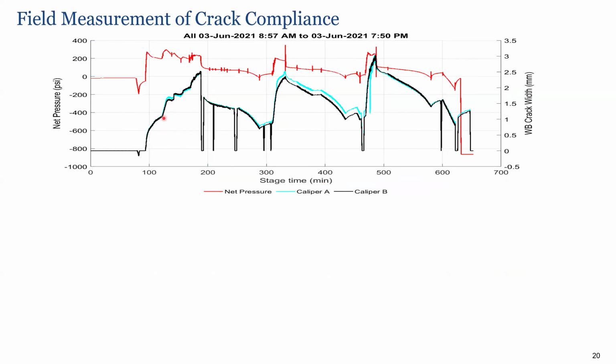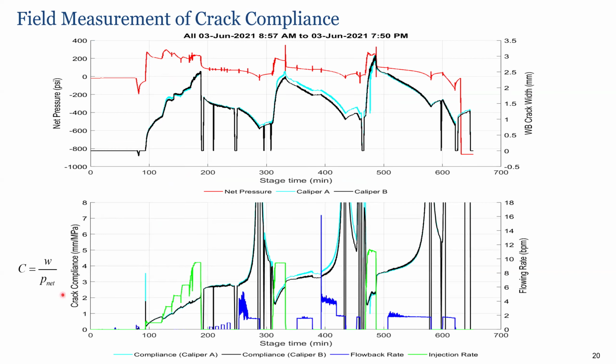In fact, what we can do is take this pressure and width and take the quotient of them. So width divided by pressure, and we get a field determined value of the crack compliance in something like millimeters of aperture that we get per MPa of pressure. And so we can see that that increases during this initial injection, and then it kind of steadily increases, hovering around 3 millimeters per MPa.